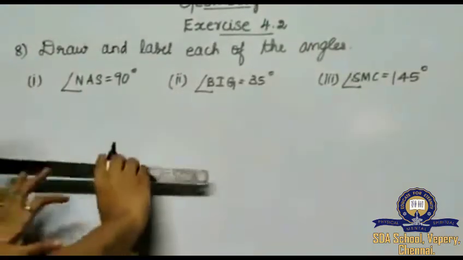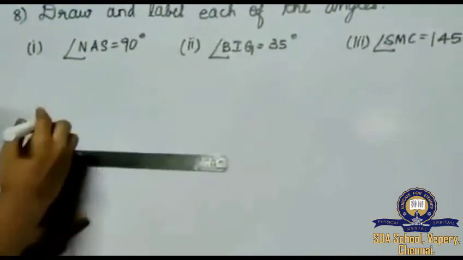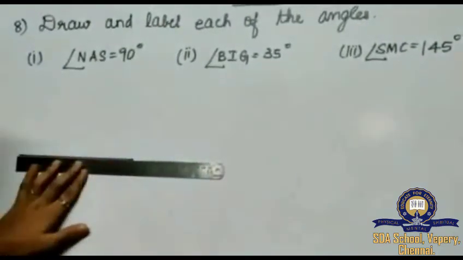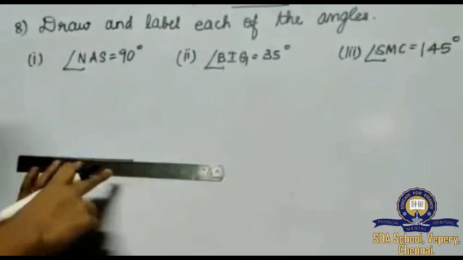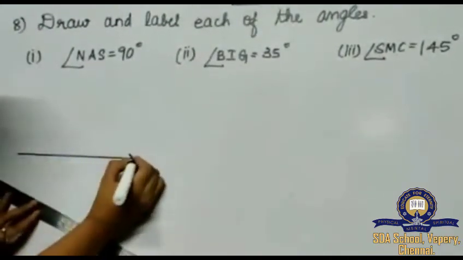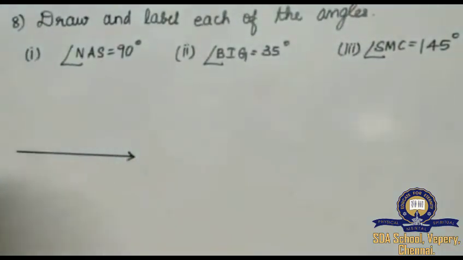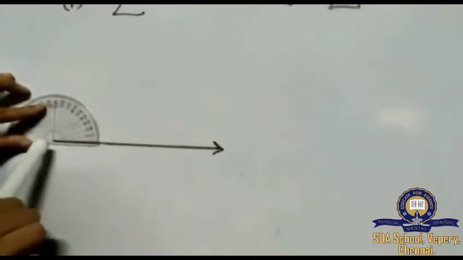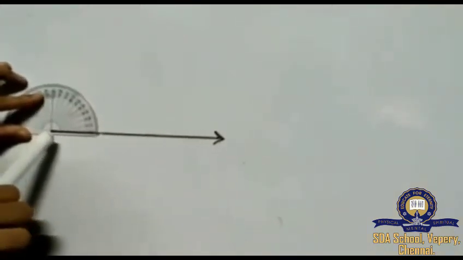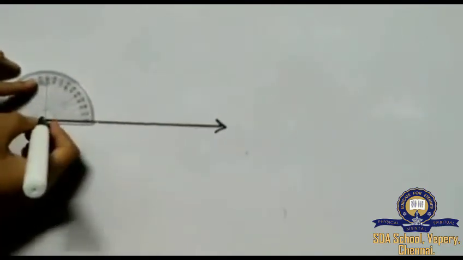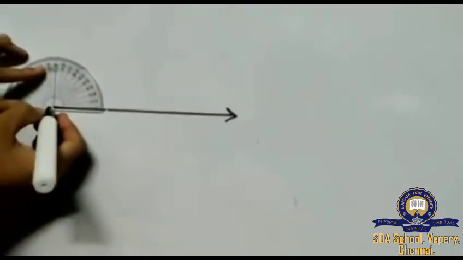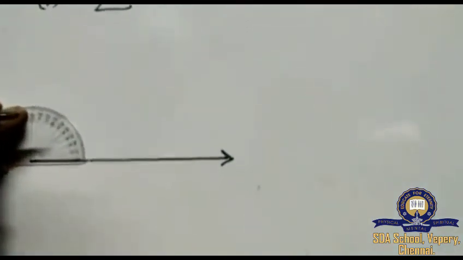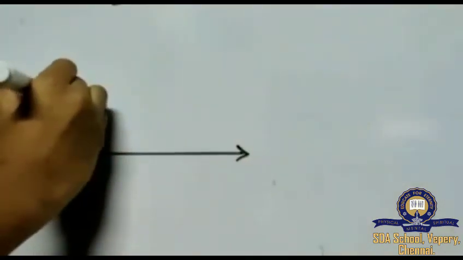So first you have to draw a line with any measurement, and you have to place the protractor over here. The center of the protractor should coincide with the starting point of the line. They are asking 90 degrees. Can you all see the 90 degrees over here? So I am going to mark over here.